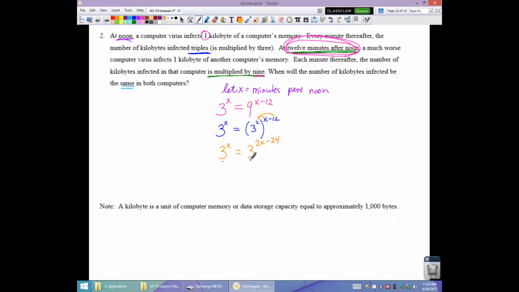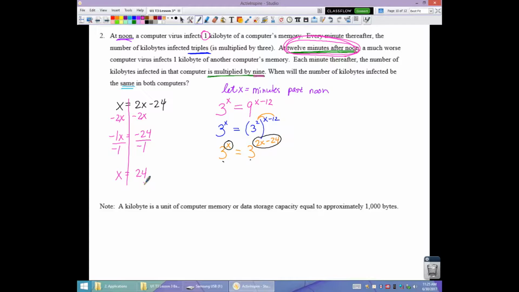Once the bases match, I can set one exponent equal to the other exponent and solve that equation. So x equals 2x minus 24. Solving this, subtract 2x on both sides. So negative 1x equals negative 24. Divide both sides by negative 1. X is equal to positive 24.